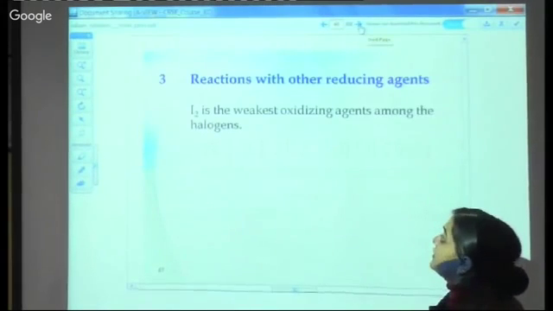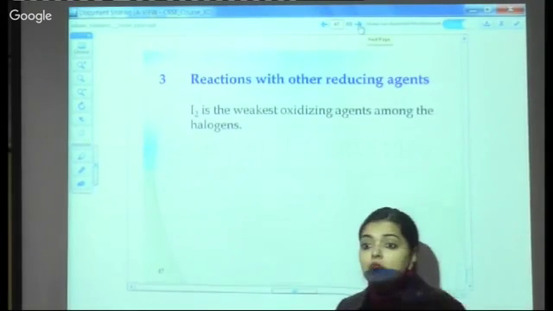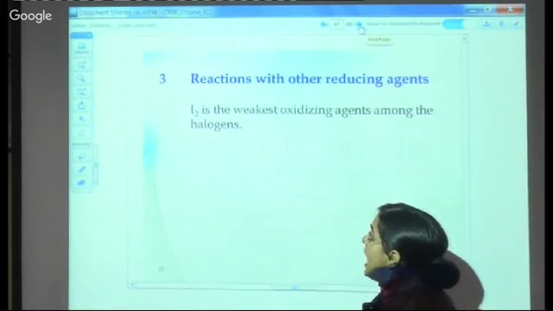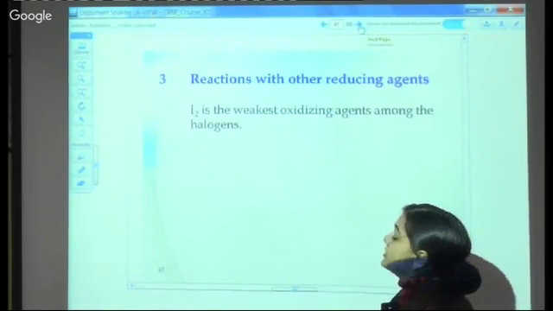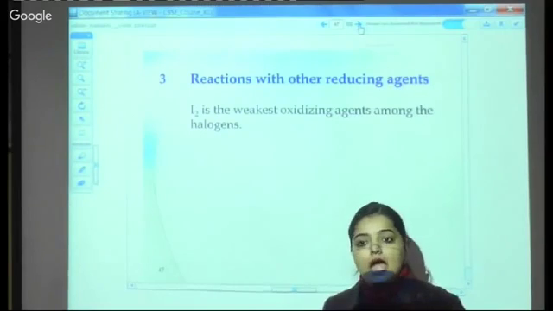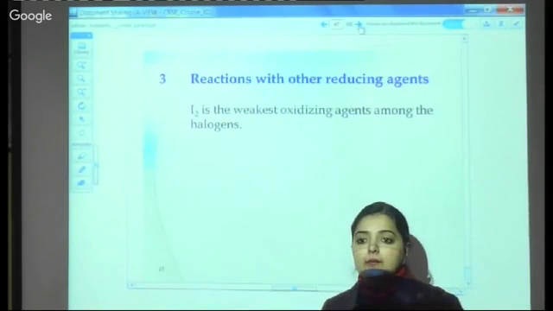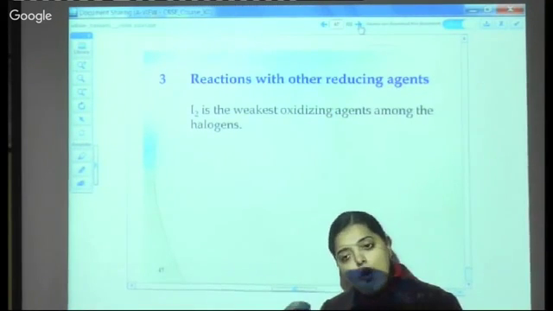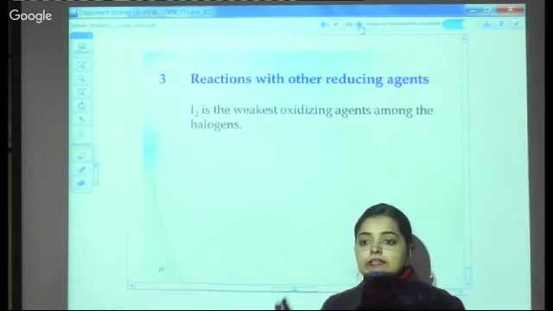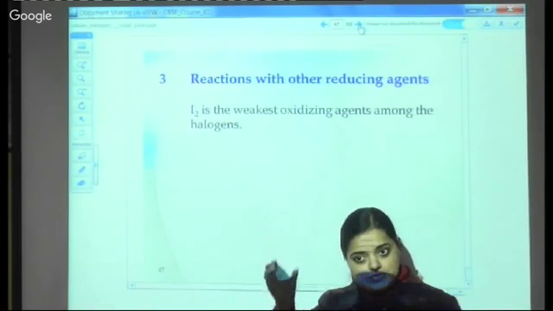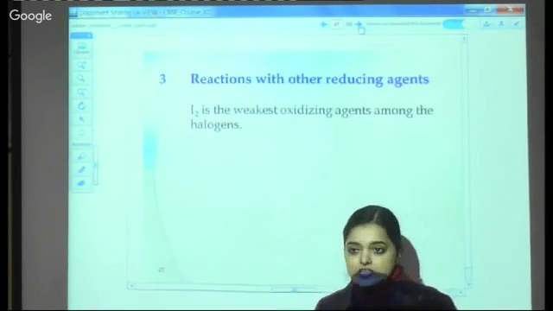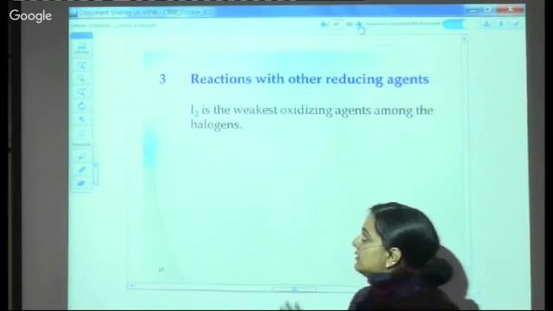Now, reaction with other reducing agents. What happens with the reducing agent? Halogens are the oxidizing agents. Iodine is the weakest oxidizing agent among the halogens, as we all know, because halogens tend to reduce themselves by taking up an electron. So all the halogens are oxidizing agents. However, the oxidizing activity decreases down the group. So iodine is the least, or the weakest, of the oxidizing agents. Fine. Next.